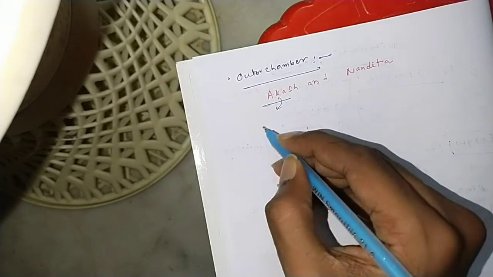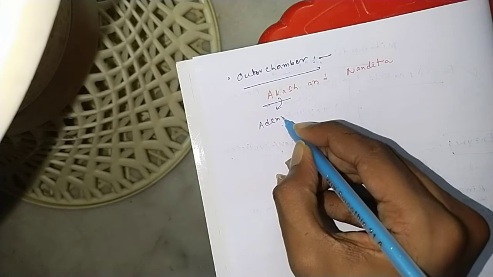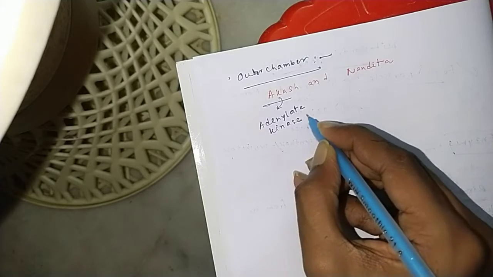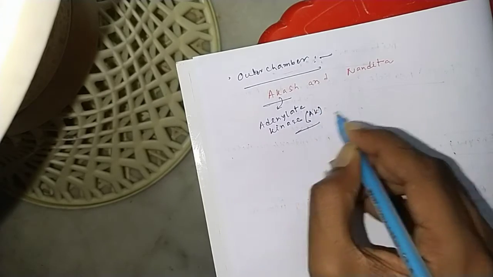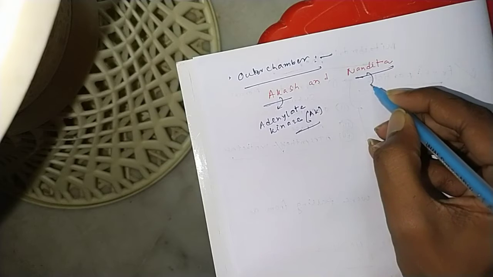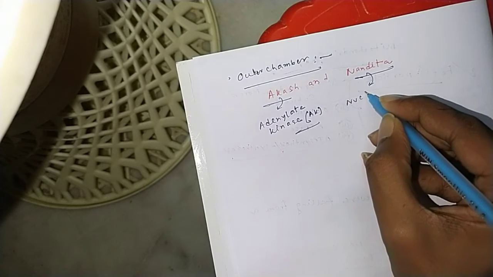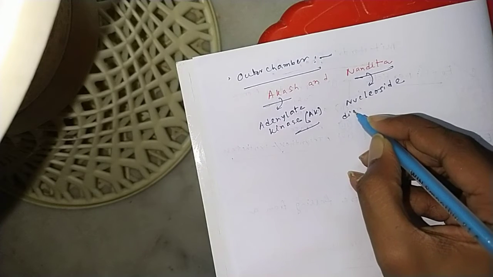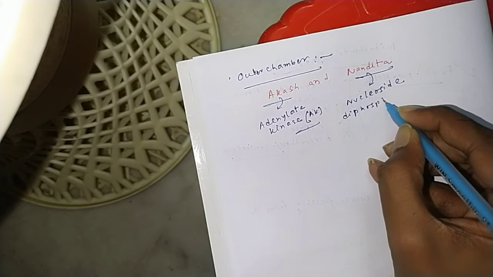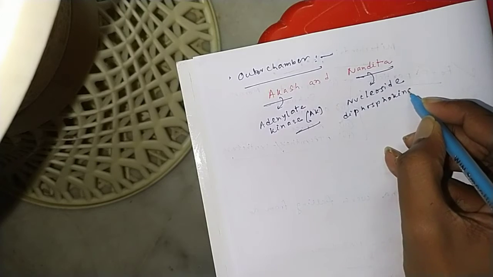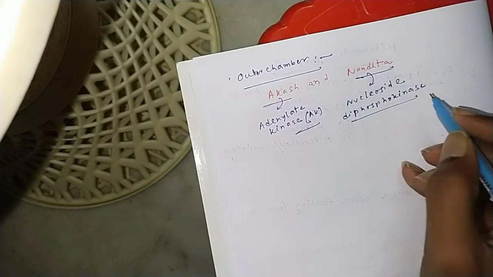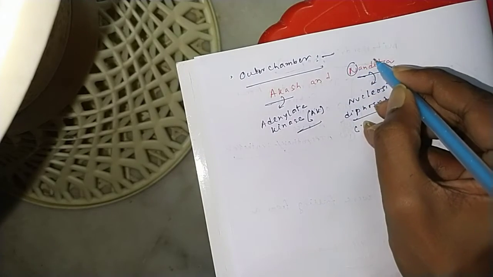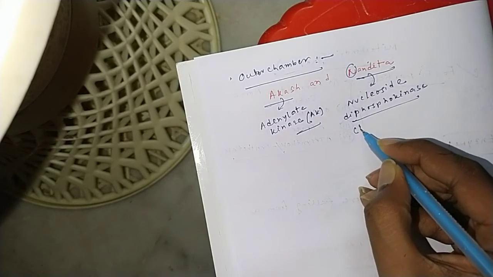The first enzyme is called adenylate kinase. So A K. Now you have Nandita, which means nucleoside diphosphokinase. So nucleoside diphosphokinase, and N and D is very important in this word.